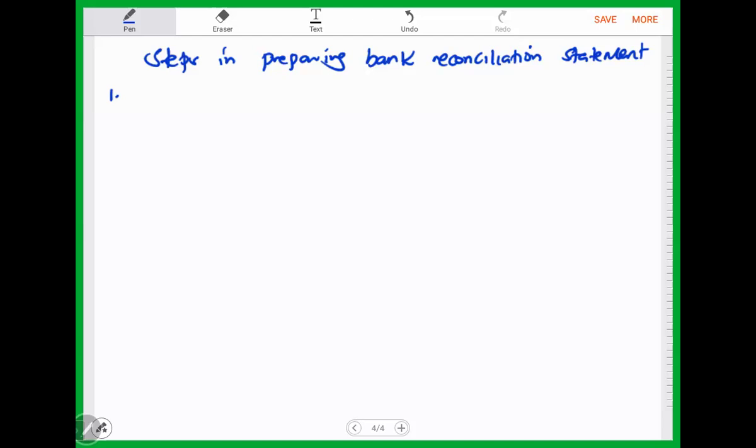And then where you have transactions that require journals, when I talk of journal entries, I mean the debit and credit, you pass them. Prepare journal entries for items on the bank statements not yet in the cash book. You go ahead and journalize them. Now, there are 2 different ways on how we can do a reconciliation statement. That is 1, when we start with the cash book balance, and 2, when we start with a bank statement balance.